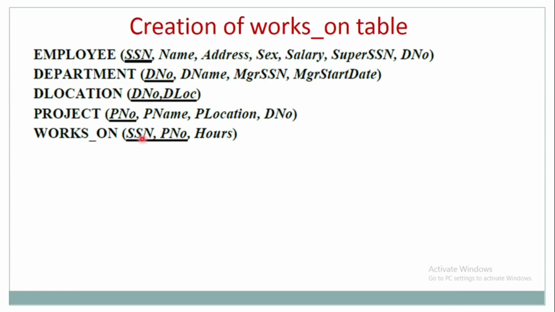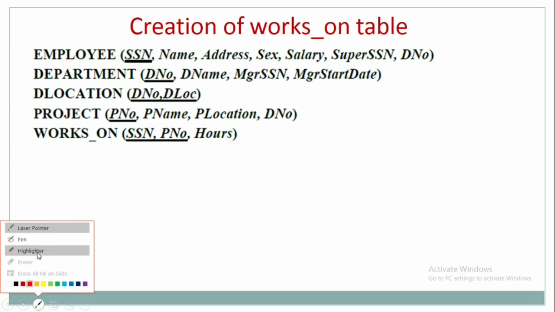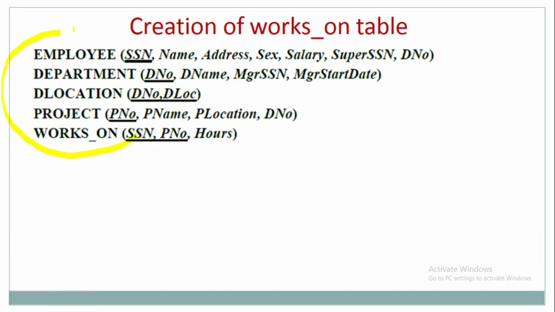As you can see here, the combination of SSN and project number is a primary key. This is what is given, and here the SSN attribute is a foreign key that refers to the SSN of the employee table, and the project number refers to the P number of the project table. Let us create the table.